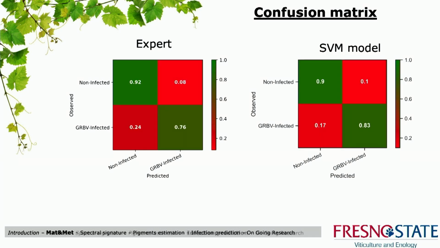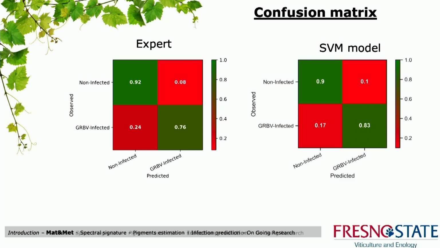And if we look a little more into detail between the expert prediction and our model prediction, here is the confusion matrix. How do we read that? In green is what is well predicted. So 92% of the vines that were non-infected according to the PCR were well predicted as non-infected by the experts. 76% of the vines that were infected according to PCR were well predicted by the experts as infected.